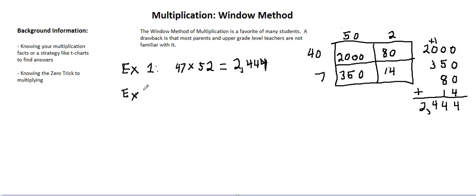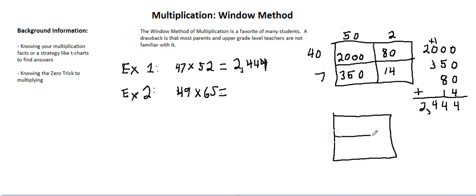Example 2 will be 49 times 65. Okay, and again, I will draw my window, and I will break apart the 49 into 40 and 9, and the 65 into 60 and 5.